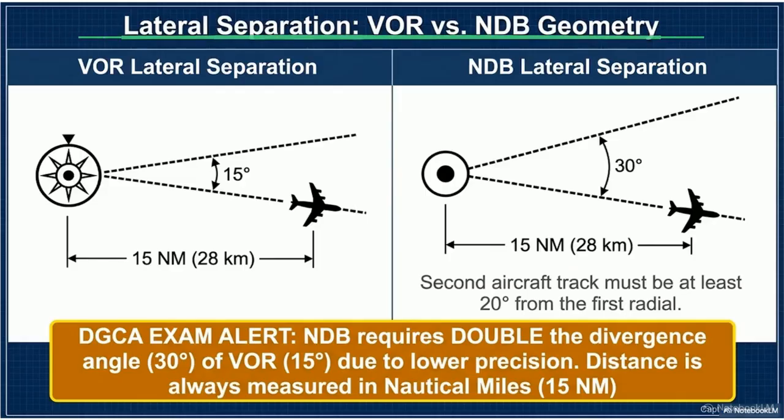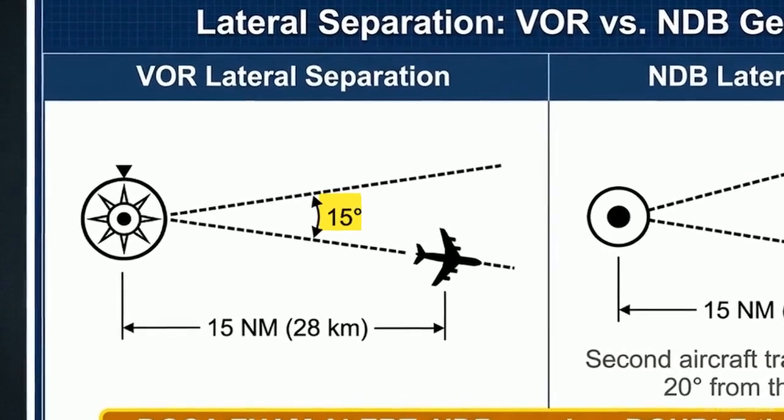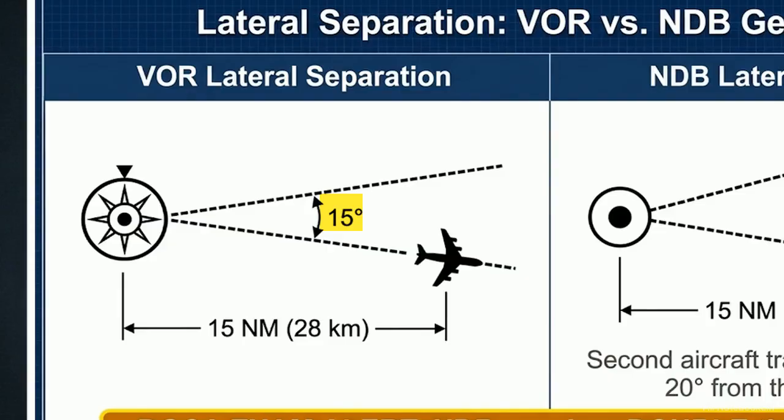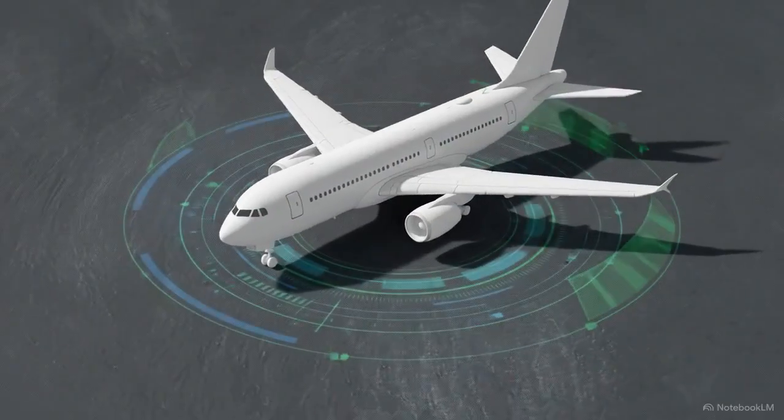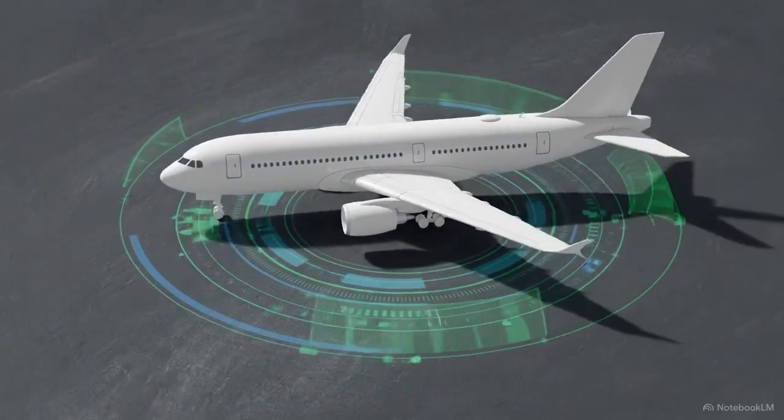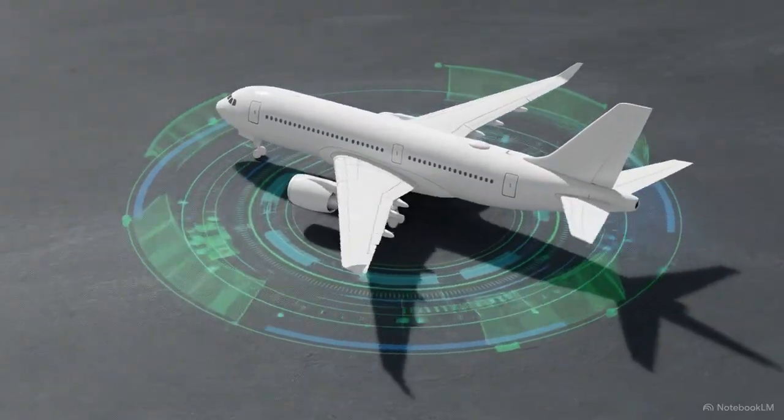This side-by-side geometric comparison shows how lateral separation rules change based on the navigational aid. When using a VOR, aircraft tracks must diverge by a minimum of 15 degrees at a distance of 15 nautical miles from the station. Because an NDB is a less precise instrument, the rule compensates by requiring double the divergence. For NDB lateral separation, the tracks must diverge by at least 30 degrees at that same 15 nautical mile mark. The physical space required to guarantee safety is directly tethered to the precision limits of the navigation hardware being used.